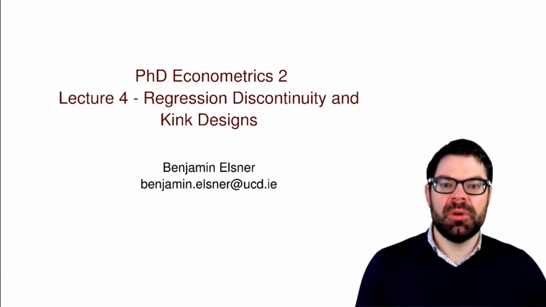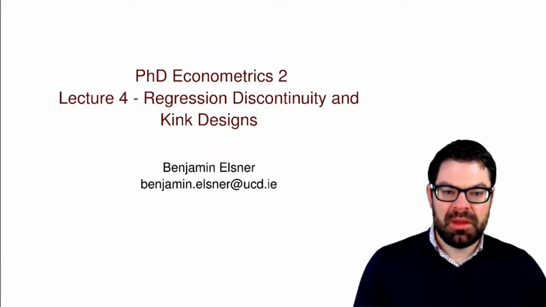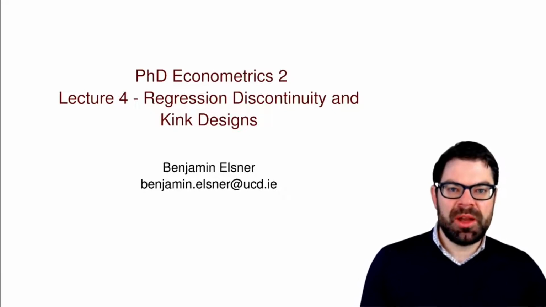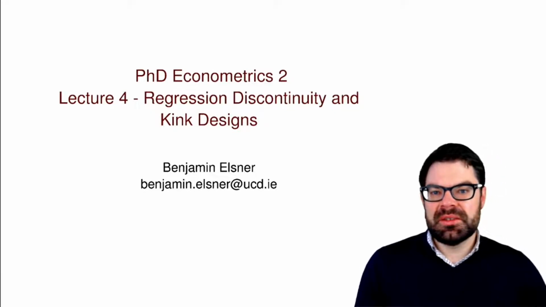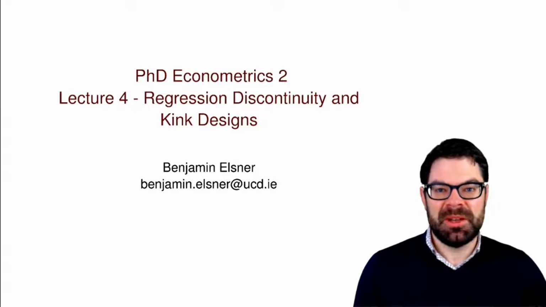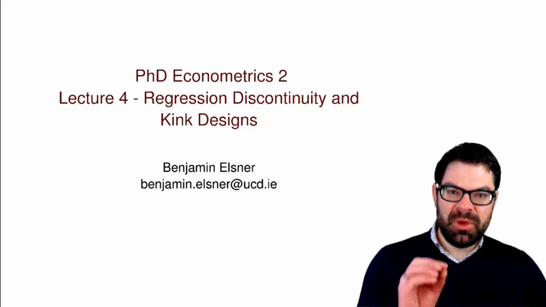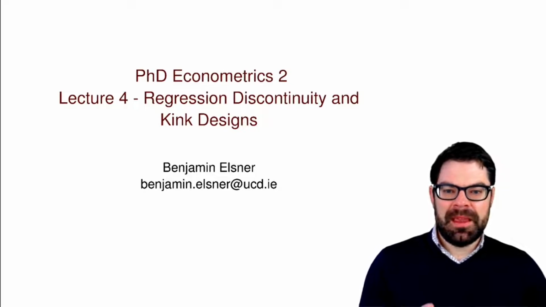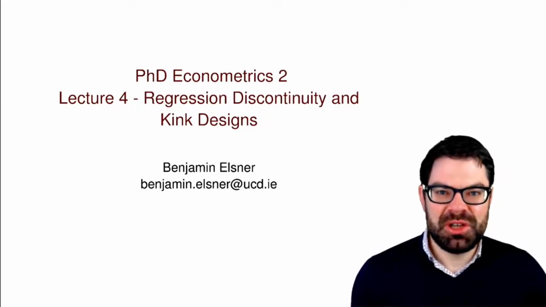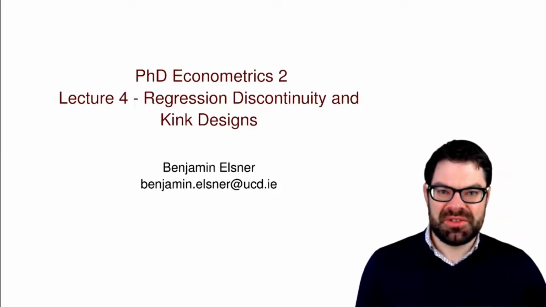The topic of lecture 4 is regression discontinuity and kink designs. Regression discontinuity has been around for quite a while now and is considered one of the most effective methods of causal inference. It obviously can only be applied in certain contexts, but when it can be applied, it's a very transparent method, and that's why it actually is so popular among researchers.